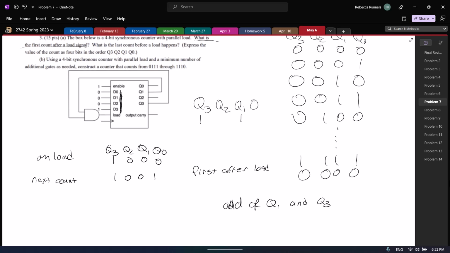So let's continue counting. So the next count after this would be 1, 0, 1, 0, and that is it. That's the very next one. This will be the last count before a load happens, because now Q3 and Q1 are both 1.